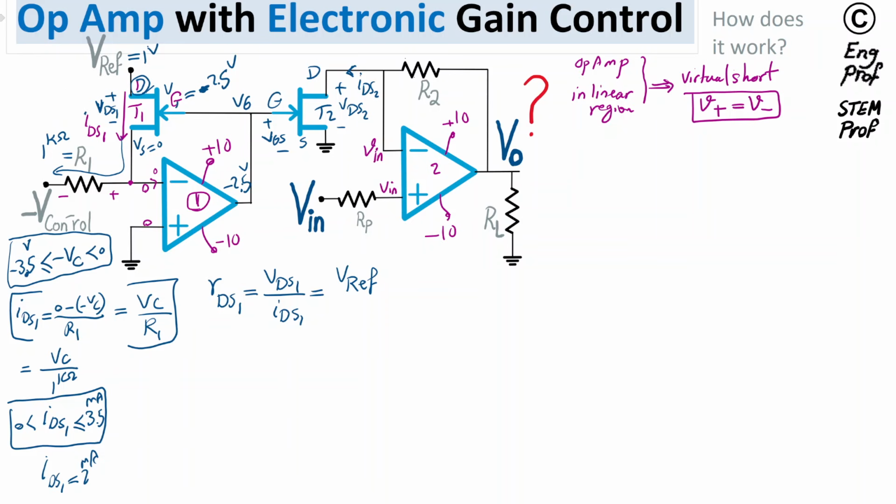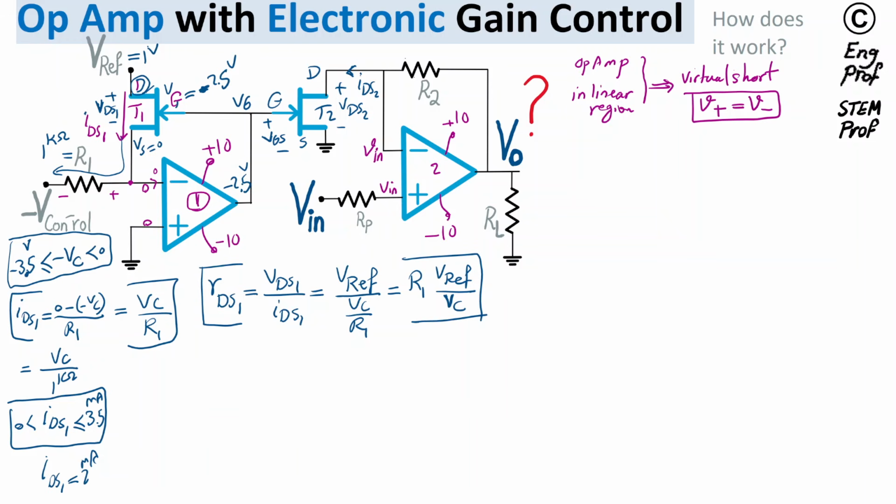So VDS1 is Vref, and IDS1, as we found, is VC over R1. So basically we end up with R1 times Vref divided by VC, the control voltage. Okay, so that's the value of RDS1.